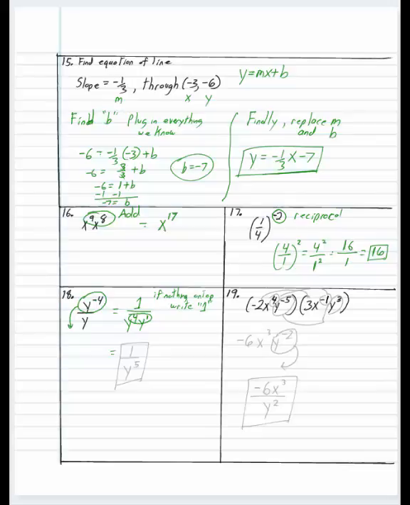Alright, with number 19, what we'll do is we'll multiply the numbers, then the x's, then the y's. So, negative 2 times 3 is negative 6. x^4 and x^-1 will become x^3. And y^-5 with y^3 becomes y^-2. Well, notice that one of our exponents is negative. We can change this to positive by moving it to the bottom. So our answer actually becomes negative 6x^3 on top and y^2 on the bottom.